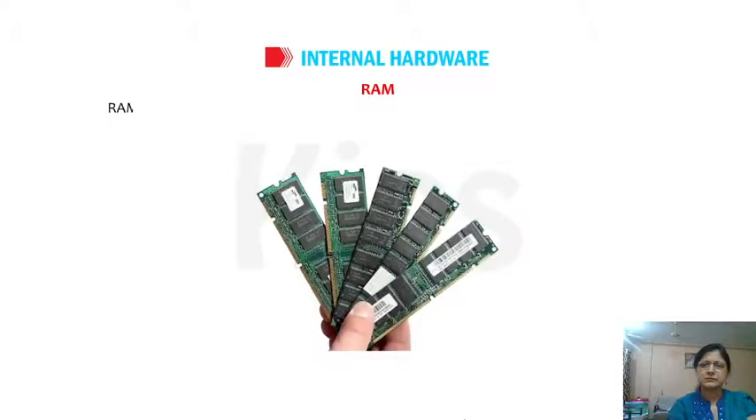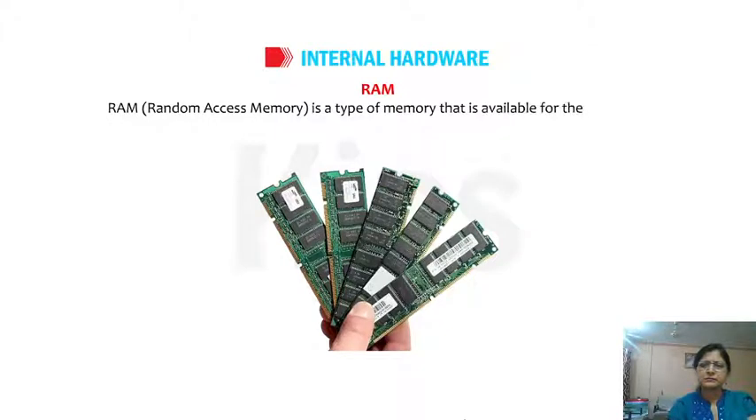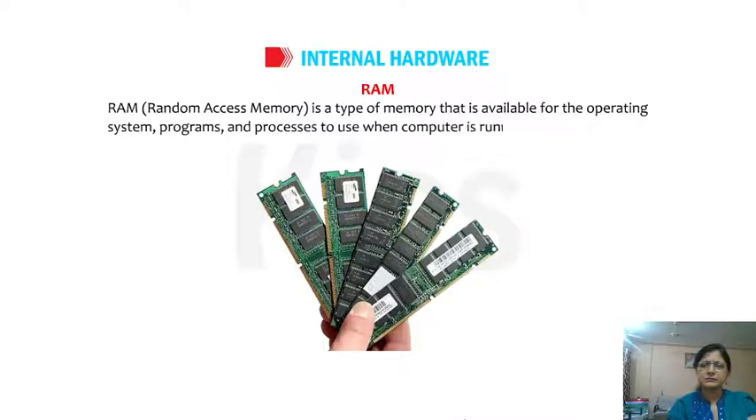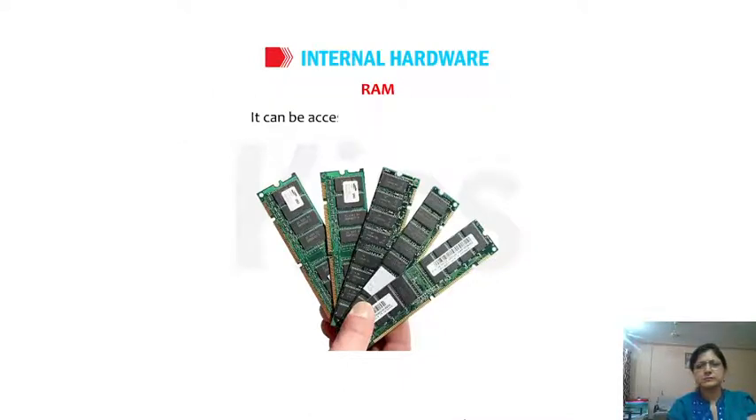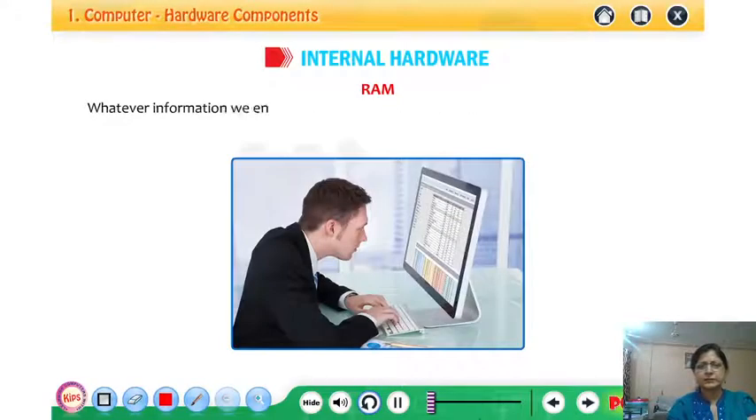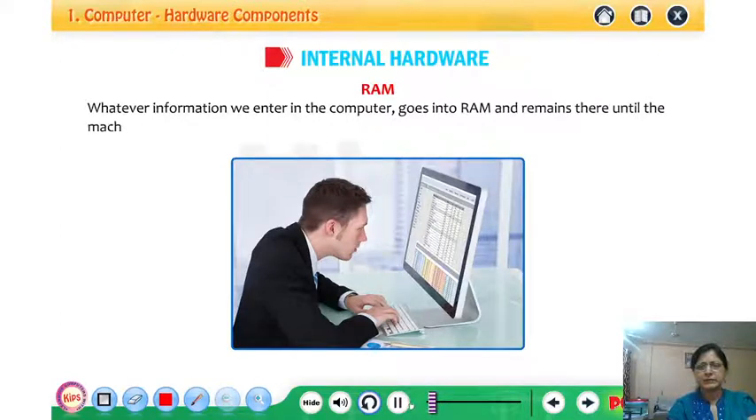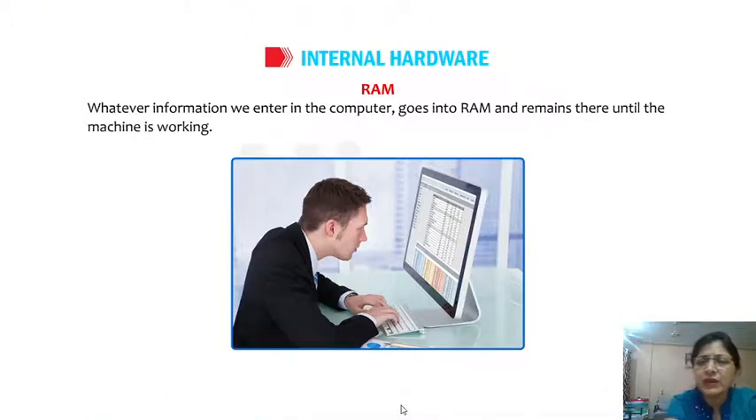RAM. Random access memory is a type of memory that is available for the operating system programs and processes to use when computer is running. It can be accessed randomly at any time. Whatever information we enter in the computer goes into RAM and remains there until the machine is working. So because the information is going to remain till the machine is working, that memory is also known as volatile memory. Volatile memory means temporary.